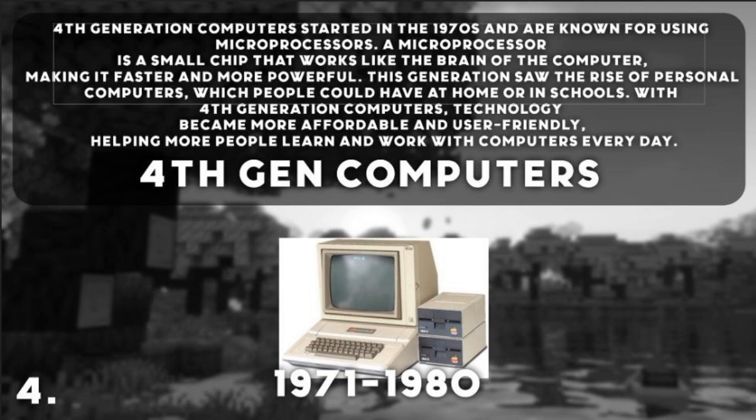Students, now we're going to discuss the fourth generation of computers. What is the fourth generation of computers? It started in the 1970s and is also known as microprocessors. A microprocessor is a small chip that works like the brain of the computer. We've got a brain that works our body, while in the fourth generation of computers they had a microprocessor that worked as a brain for the computers. This microprocessor made it faster and more powerful.